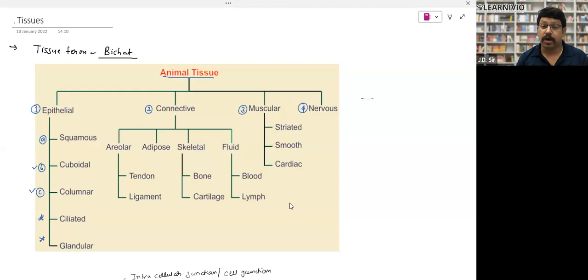So ciliated tissues are not a different kind. Basically, they are modifications of cuboidal or columnar. The same with glandular tissue. If cuboidal tissue starts secreting some substance like an enzyme, hormone, or any excretory product, we will call that what? Glandular tissue. If columnar tissue develops a gland-like structure and starts secreting or excreting something, we will call that glandular tissue. So ciliated and glandular are modifications of cuboidal and columnar. They are not different kinds. So broadly, we have divided epithelial tissue into 5 categories. Did you get that?